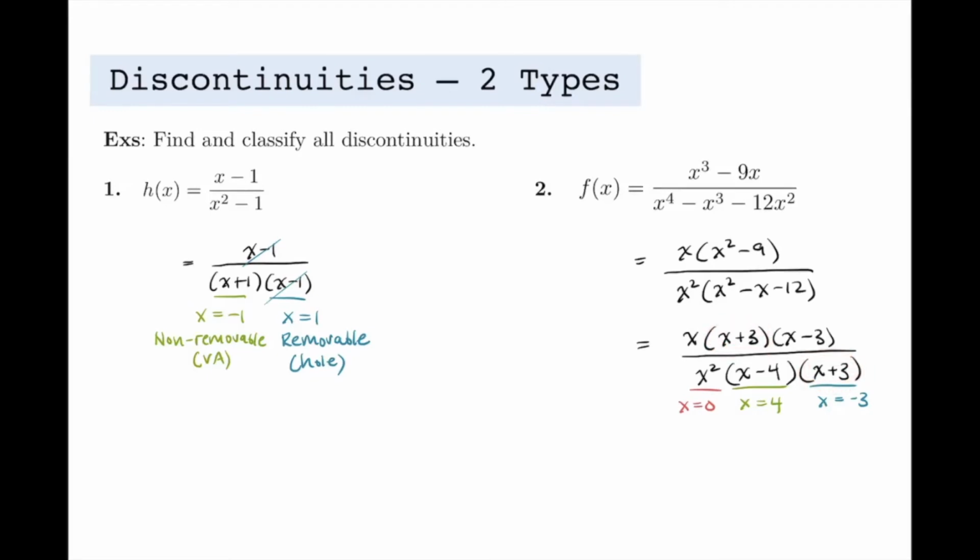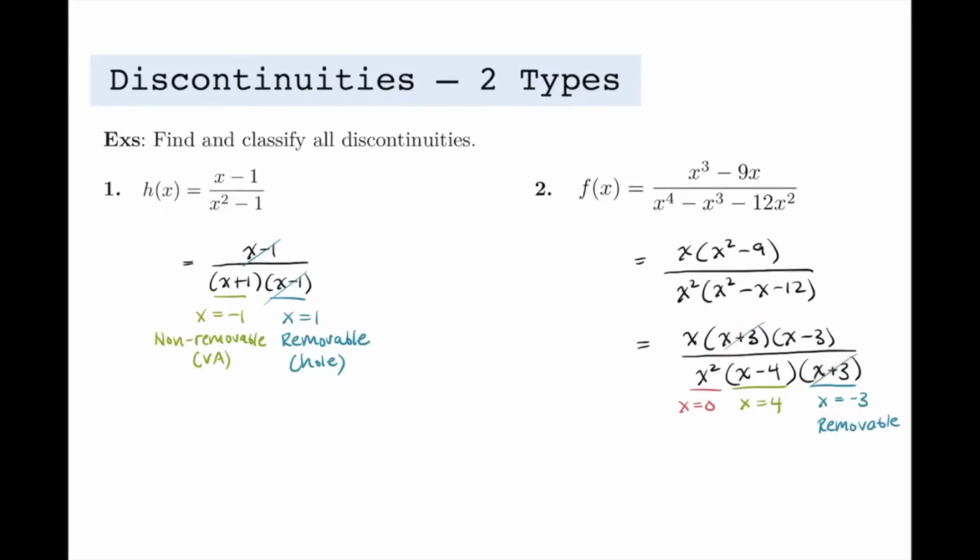Now we don't want to actually cancel these out, but the idea is that we could, which means that we have a hole in the graph. So this one is removable, again, because we could cancel these, but we don't actually want to. This is still a discontinuity. We have to include it and not get rid of it by canceling.